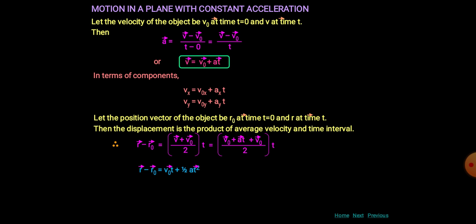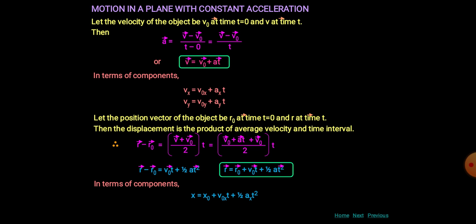It is nothing but the second kinematical equation. We can write r equals, r0 goes to this side, so r equals r0 plus v0t plus half at square, and in terms of components, x equals x0 plus v0xt plus half axt square. The same we can write for y also. So for motion in a plane with constant acceleration, we have seen the first and second kinematical equations, which we can write in terms of components, in terms of x and y.